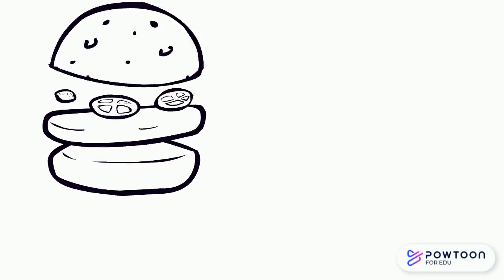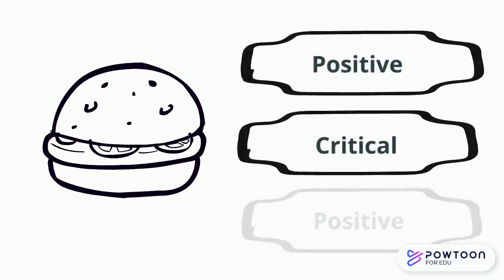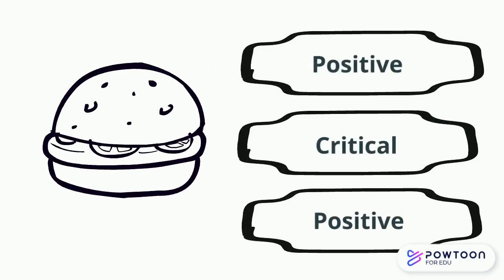Using the sandwich model is a good way to give constructive feedback. Sandwich your constructive feedback with positive feedback. So first a positive critique, then a critical one, and then a positive again. This will help the person who is receiving the feedback to take it more openly.